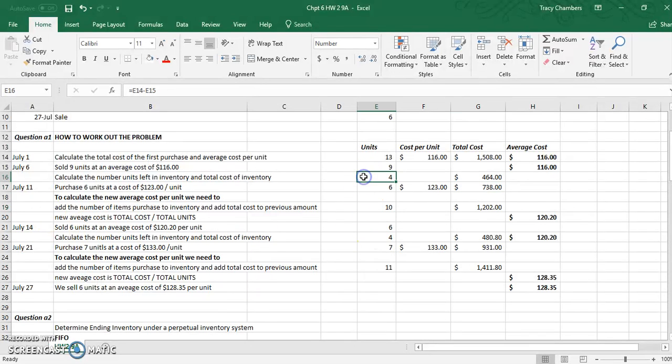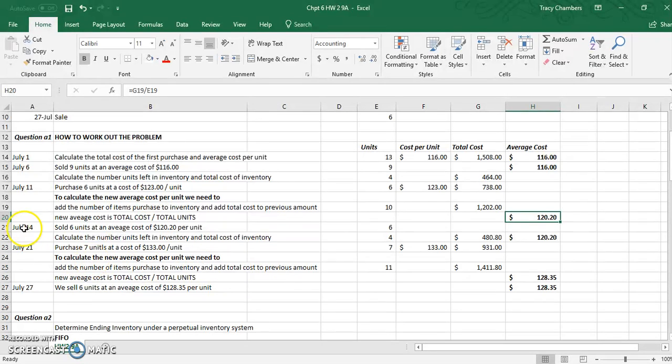So we've added our 4 units that we had in inventory plus the 6 units that we just bought gives us 10 units total. And we took the total cost of $464 for our 4 units that we had left, plus the amount that we paid for the 6 that we purchased of $738, which gives us a new total cost of $1,202. So to get our new average cost, we take our total cost and we divide it by 10, which is right here, gives us $120.20 average cost per unit.